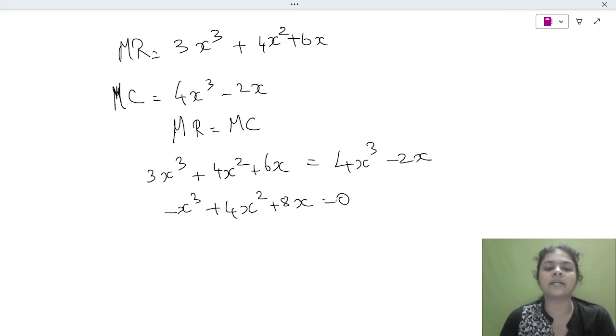Now your concern is, ma'am, how do I solve a cubic equation? I know how to solve a quadratic equation, a normal equation, but how do I solve a cubic equation? Is that what your concern is? Yes, ma'am. In that case, don't worry, we have option testing to the rescue. Your options will have 4 answers of x.